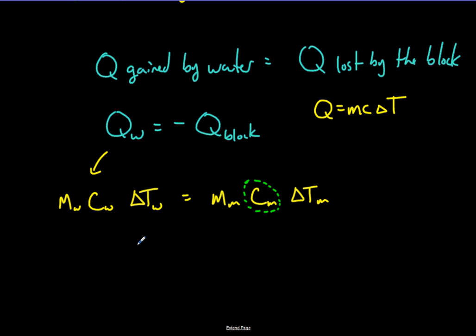To rewrite the formula isolating for C sub M, we're going to divide these off this side, and we should end up with something that looks like this. The C of the metal should be equal to the mass of water times the heat capacity of water times the temperature change of water, divided by the mass of the metal times the temperature change of the metal.